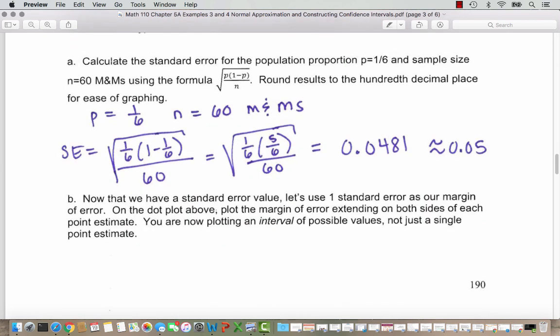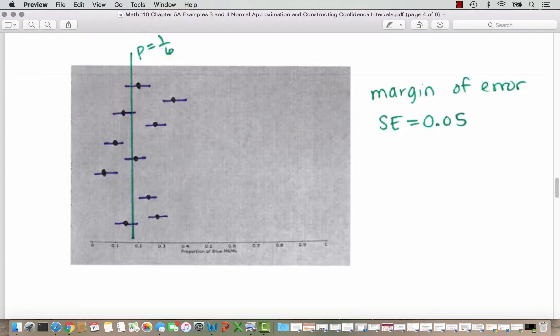So now we are going to use one standard error as our margin of error. So we're going to plot the margin of error extending on both sides of each point estimate so that we are now plotting an interval of possible values, not just a single point estimate. So if you look at the next page, I took that original diagram from the class of 10 student groups, and then I extended the margin of error, my best estimate of 0.05 on each side. So those little purple lines outside the point estimates are my best estimate of how far 0.05 is. Typically, we're going to let a computer draw these graphs for us, but in this example, we look at how it would go by hand.